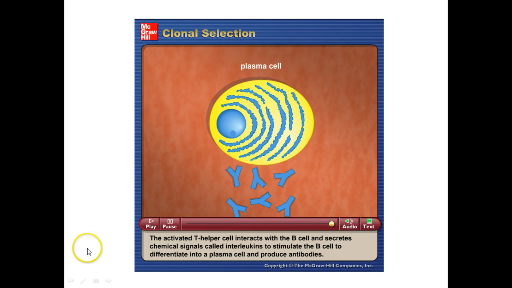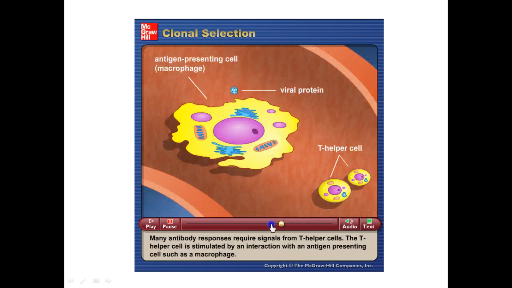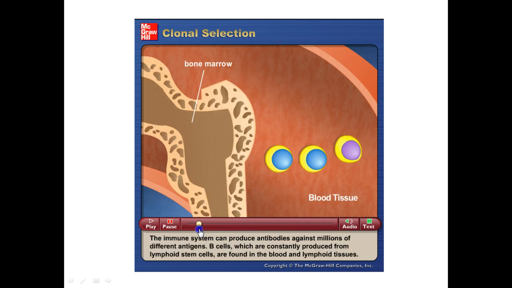Okay. So let me hit pause so that it'll not play on me. I just want the pictures.